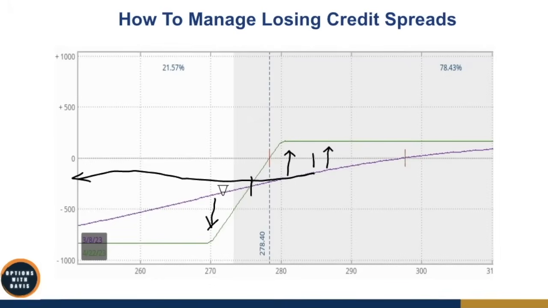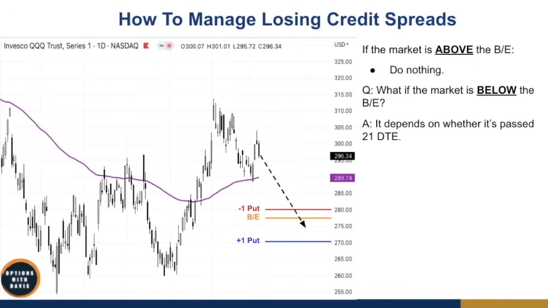You know that each day passes, it's no longer going to go up, right? But instead it's going to start to go down. That means it starts to lose even more money as each day passes, right? So what do you do? So the answer is that it depends on whether it's past the 21 days to expiration mark.